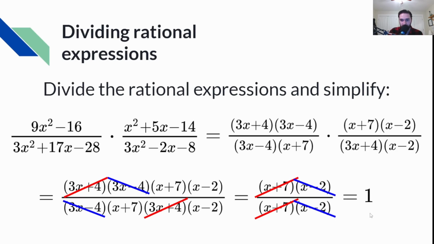I've said it before and I'll say it again: if something cancels additively, what's left behind is a 0. And if we cancel multiplicatively, what's left behind is 1. Anything divided by itself is just 1. So that's our final answer.